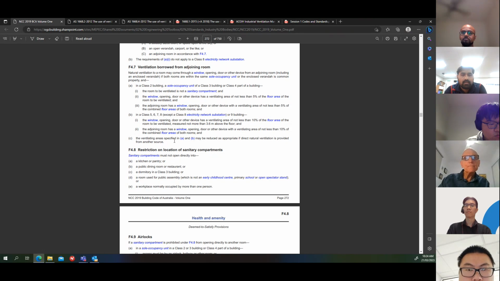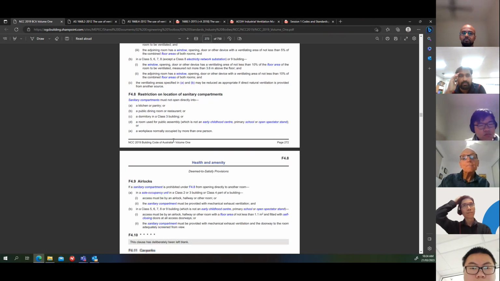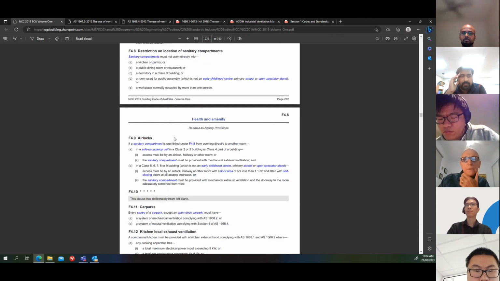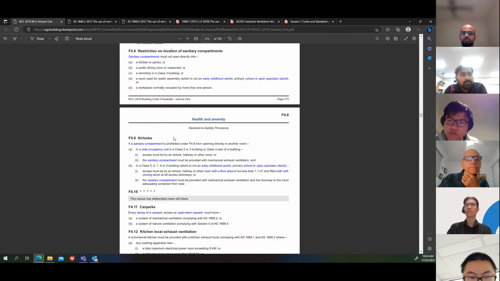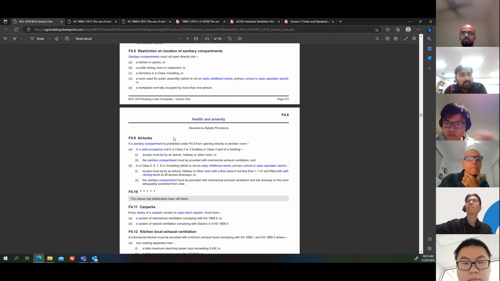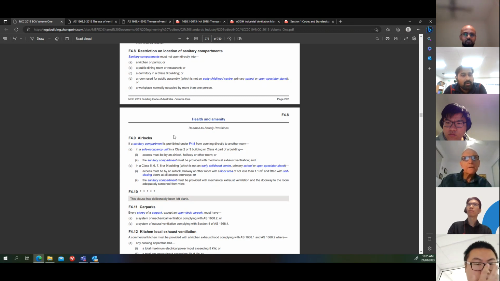That makes sense? I have a question for Peter. What if we don't have enough opening on the window? Can we go for a mixed ventilation, mechanical and natural? You can, yes. Is there any clause in the NCC that we need to look at for the mixed mode of ventilation? Yeah, you can.